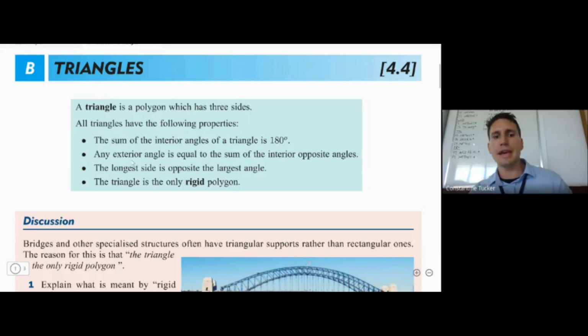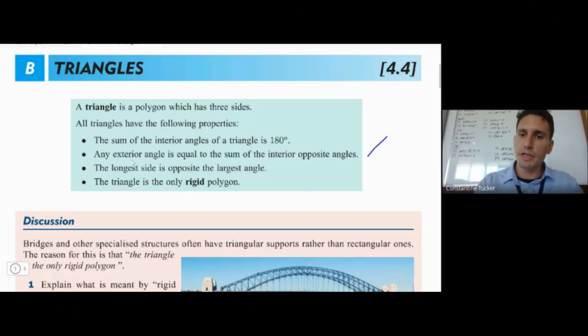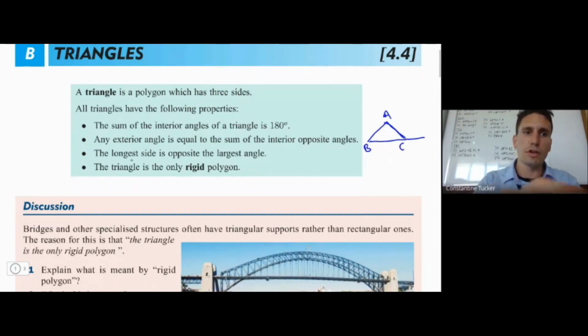Then we know that the exterior angle is equal to the sum of the interior opposite angles. And we've seen this before. Basically, that means if I have three angles here, if we call them A, B, and C, then if we extend one of the sides of the triangle, then the external angle, so this angle right here, is going to be equal to angles A plus B. So the opposite interior angles of the triangle.